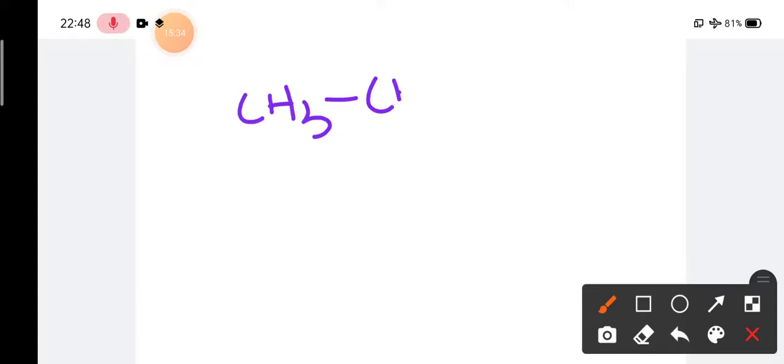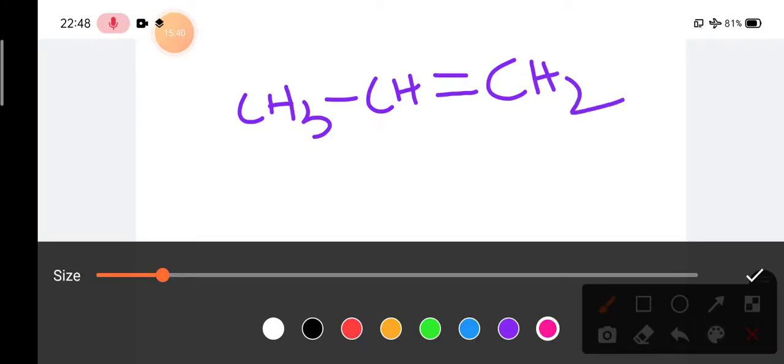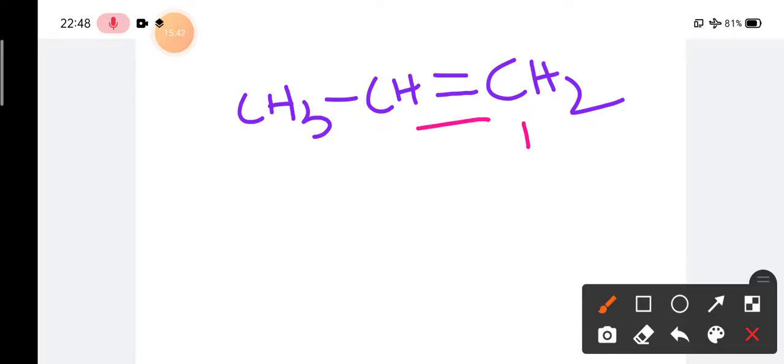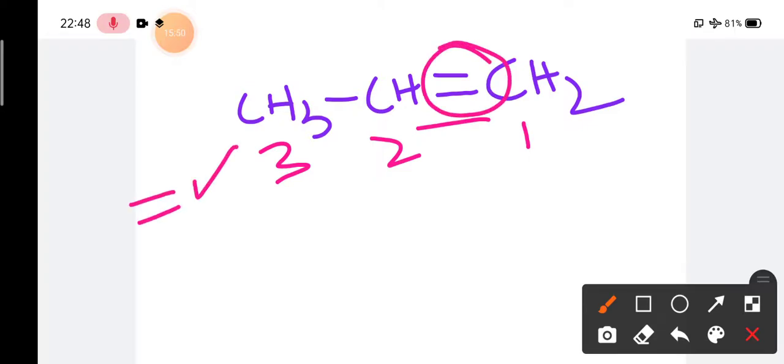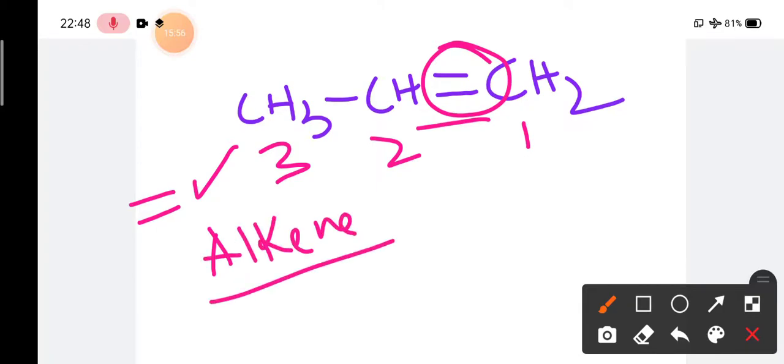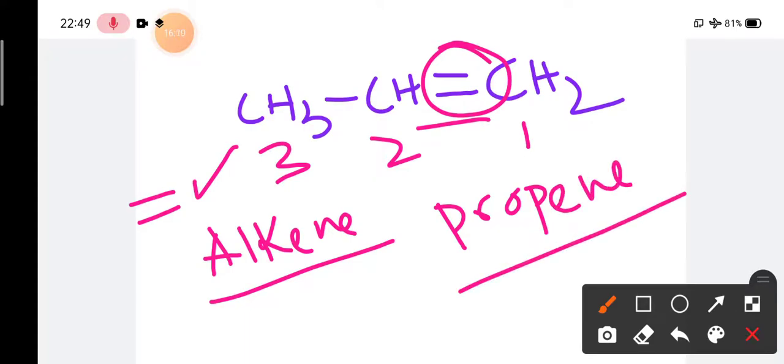It is CH3CH=CH2. Here we can see the functional group is the double bond. So number the carbons first, then this, then that. The number of carbons is 3, and look for the double bond and triple bond. As there is a double bond, that will be an alkene. Remember, at least one double or triple bond makes a compound an alkene or alkyne. Here one double bond is there, so it will be alkene, and the number of carbons is 3, so propene. So the name of the compound will be propene.